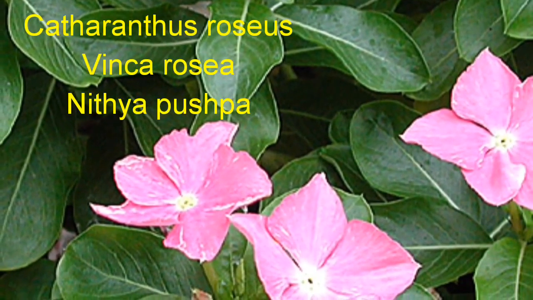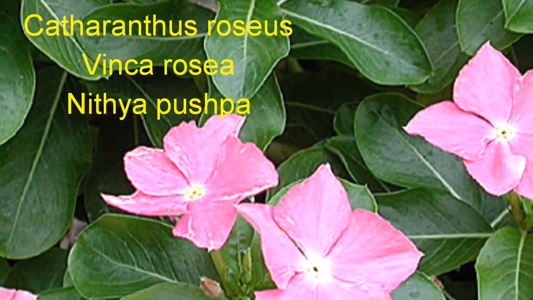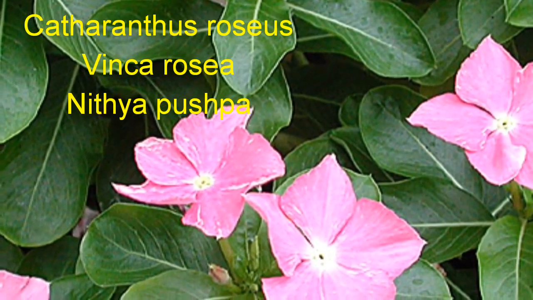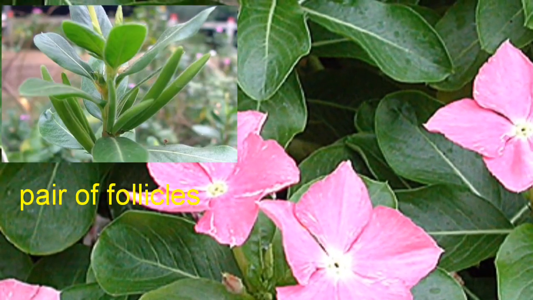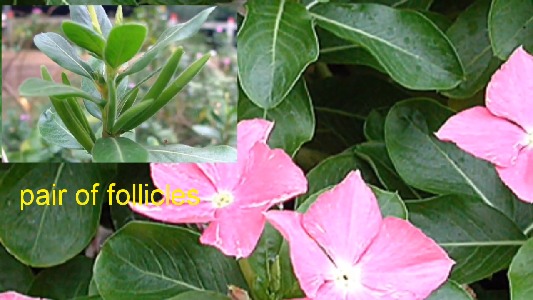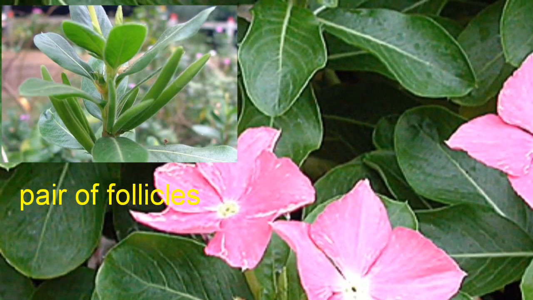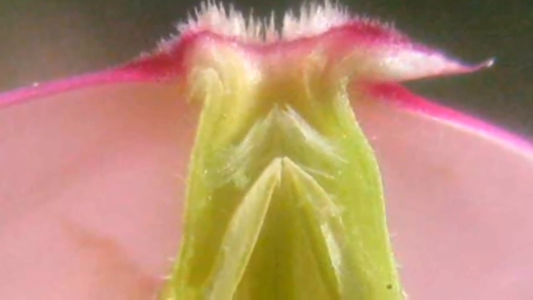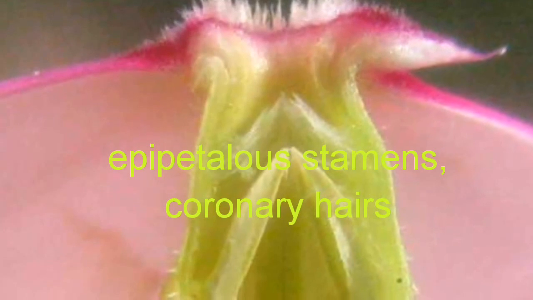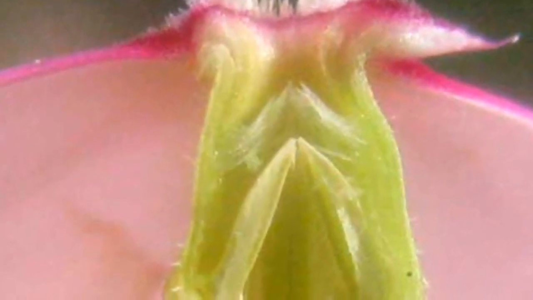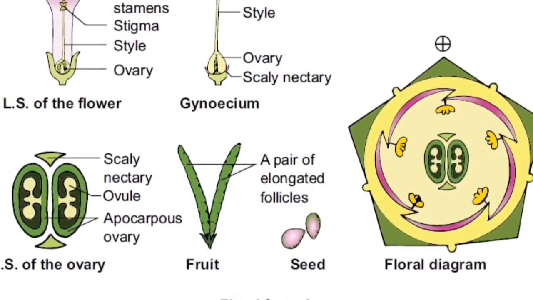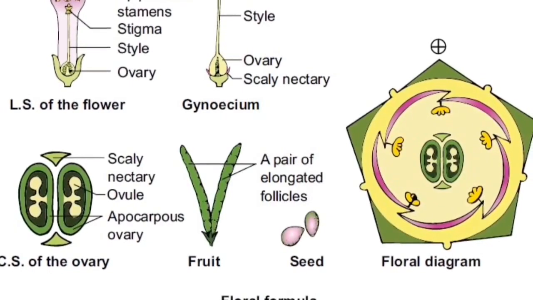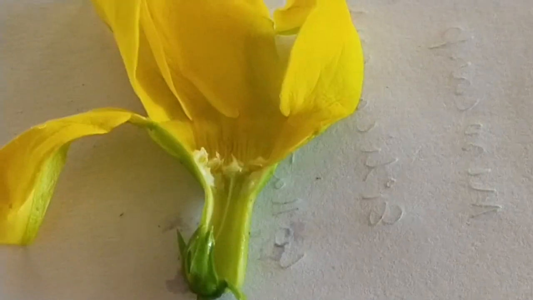Now this is another common example of Apocynaceae. Again a common garden plant, which is called Catharanthus roseus, also called Vinca rosea. In Kannada it is called Nitya Pushpa. Now this is a pair of follicles, which is the type of fruit in many members of Apocynaceae. Now these are the epipetalous stamens. I am showing you the section of the flower with the epipetalous stamens attached to the corolla tube, and the hair-like structures, coronary hairs. Now this is the floral diagram, the pair of follicles and the LS of the flower of Catharanthus roseus.